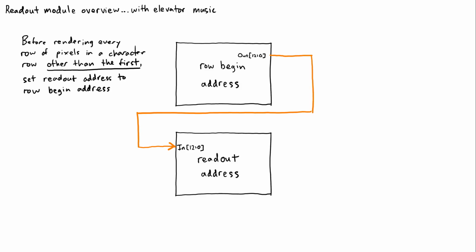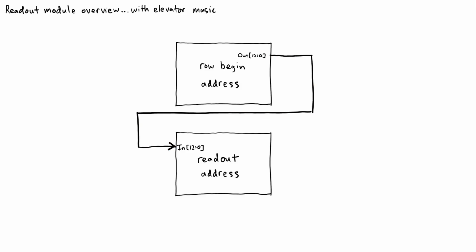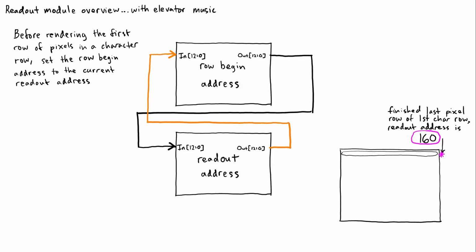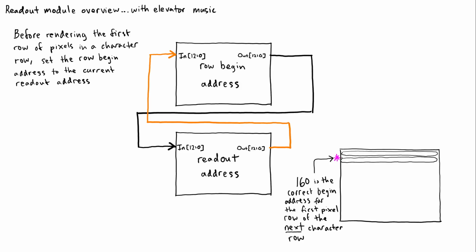Before rendering the first row of pixels in a character row, the current value in the readout address register is copied to the row begin address register. The idea here is that after fetching the data values for the last pixel row of the previous character row, the readout address register will naturally contain the video memory address of the first byte that should be fetched for the next character row. For example, after fetching bytes 0 through 159 in order to render a row of pixels for the first character row, the readout address register will contain the value 160, which is the correct start address for fetching bytes for the second character row.